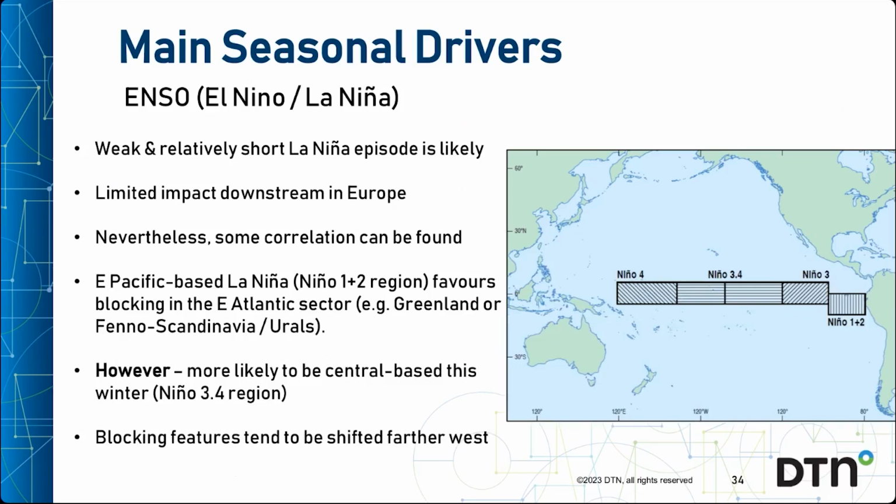We're expecting a weak and relatively short-lived La Nina. That might limit the impact downstream in Europe, although some correlations can be found. An east-based La Nina with the coldest seas near the South American coast in region 1.2 is more favorable for blocking patterns to emerge, implying chances of high pressure blocks near Greenland or Scandinavia and Ural regions.